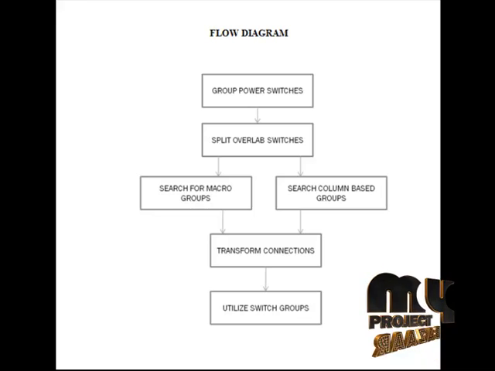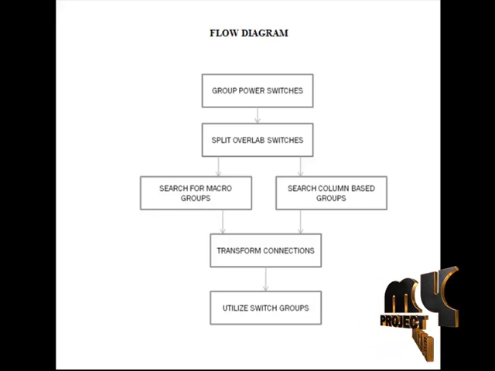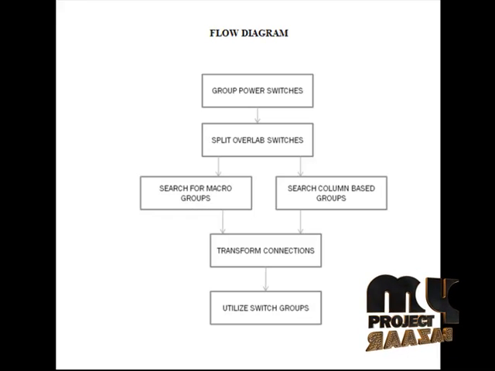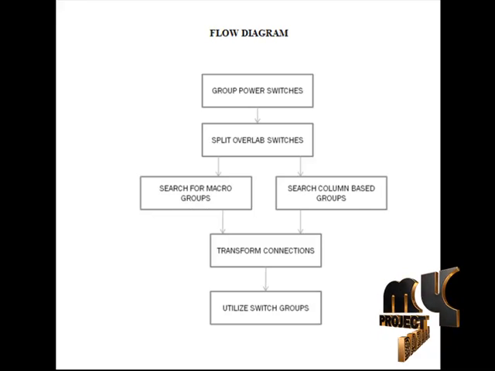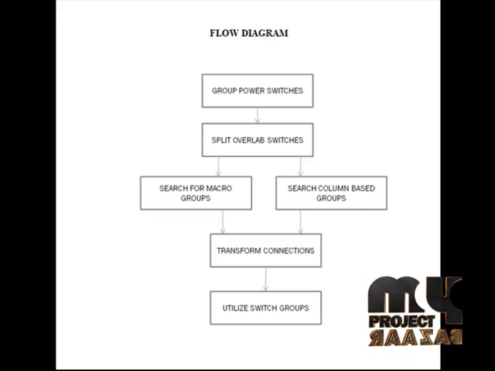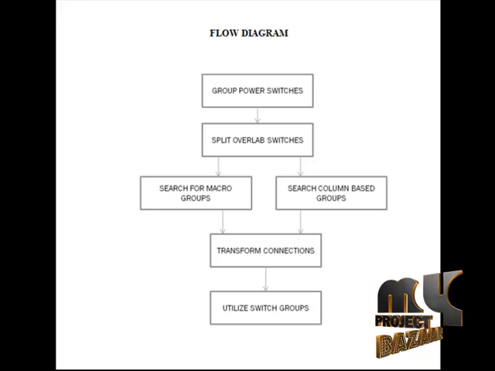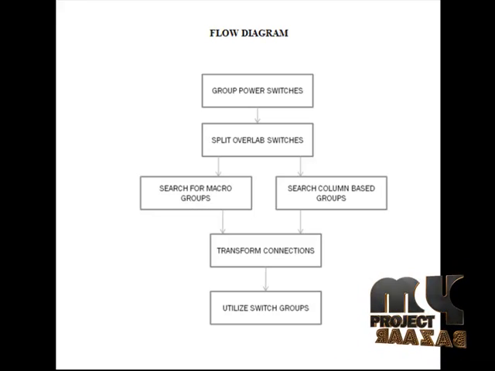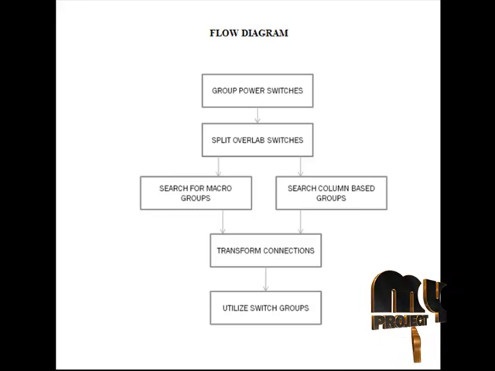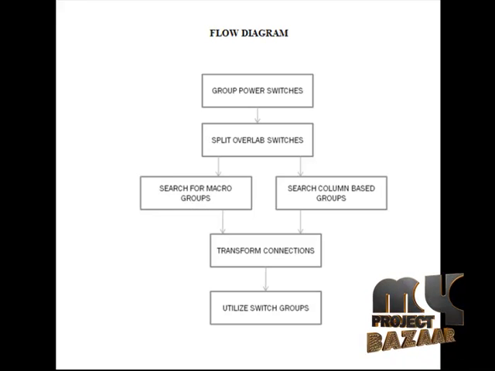Then finally, from the macro groups and sets of columns of base groups, this will provide the transformation connections. The transformation connections provide the internal connections of each and every switching bank. This will make two steps of internal connections. Either this may be made synchronous or asynchronous basic connections.